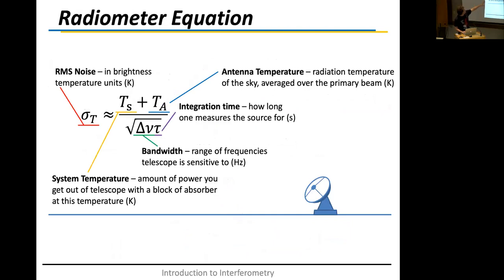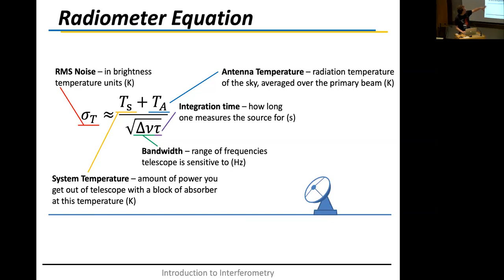So the output RMS noise in brightness temperature units is roughly equal to the sum of the system temperature, which I'll talk about in a second, plus the antenna temperature on the sky. So that's the average radiation temperature that you measure up in the sky, divided by the square root of the product of the total bandwidth times the integration time. Bandwidth is measured in hertz, integration time measured in seconds. So this is actually what the sensitivity would be of a single telescope.